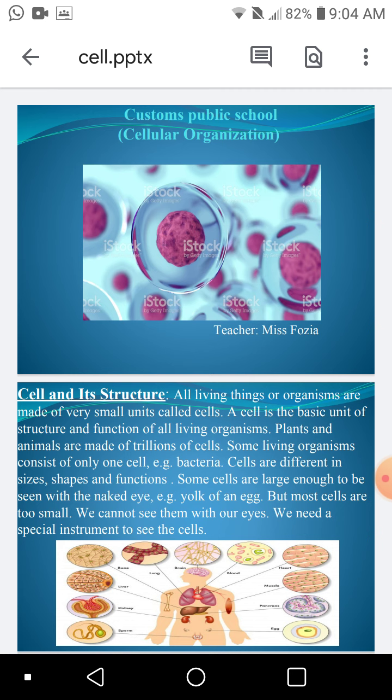Can anybody tell whether an atom is smaller or a cell? Yes, an atom is smaller than a cell. A cell has many atoms in it.